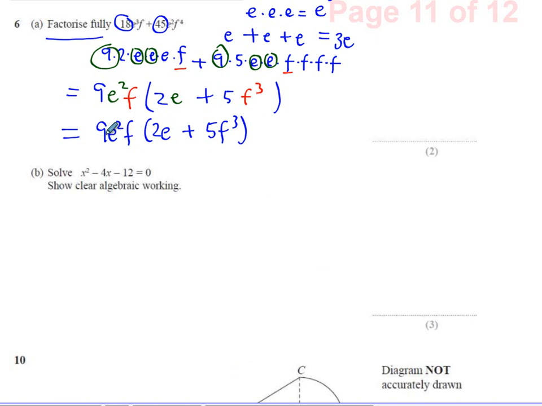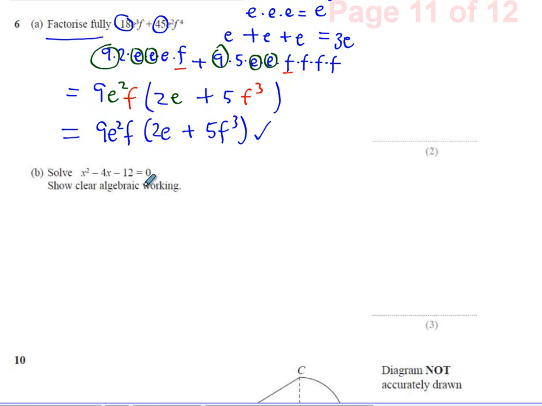Check answers. 9 times 2 is 18. E squared times E is E cubed. F times 1 is F. 9 times 5 is 45. E squared with no E there is E squared. F and F cubed is F to the power 4. So that is the correct answer. Now I hope by breaking these down into its factors, it helps you understand the process of factorization better.